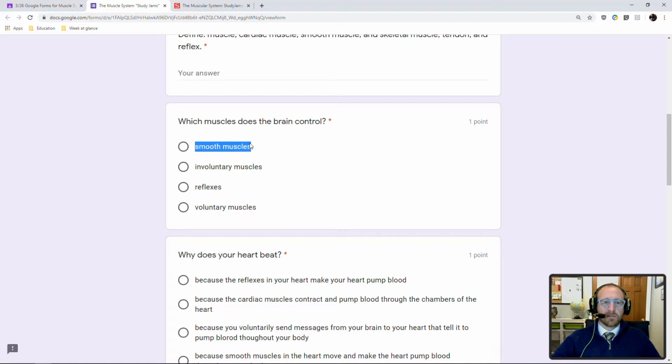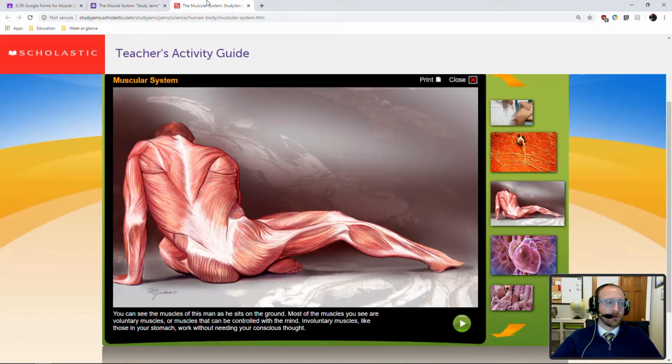I haven't heard anything about smooth muscles or reflexes yet. Also, I'm looking at involuntary and voluntary. And if I forgot which is which, I'm going to switch back to this tab.